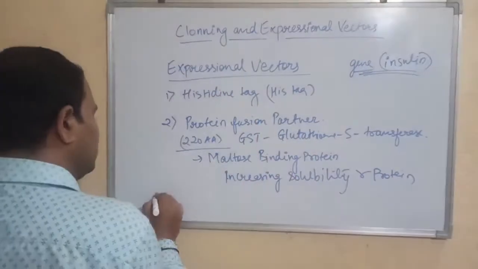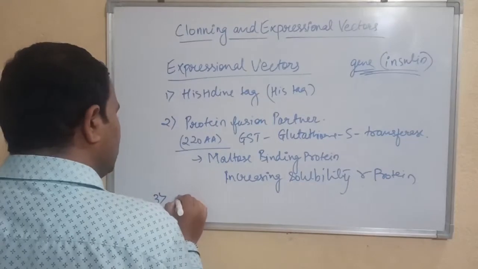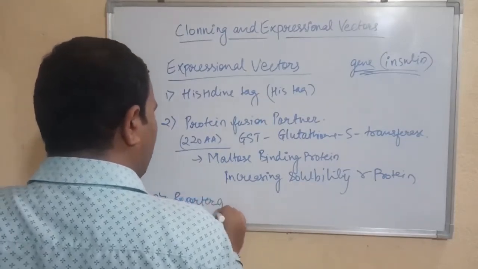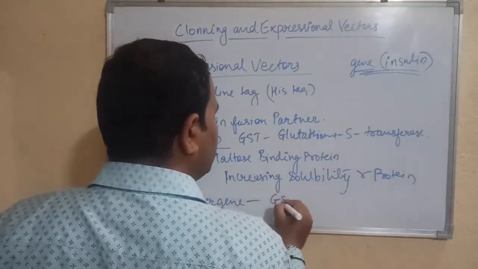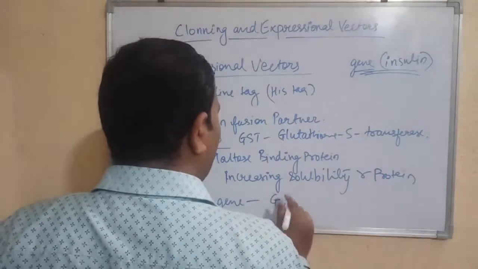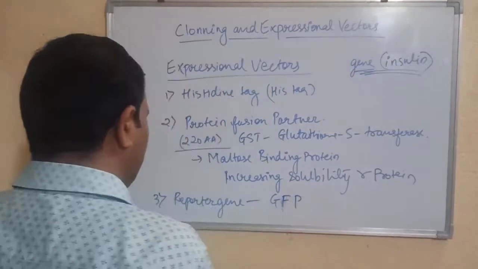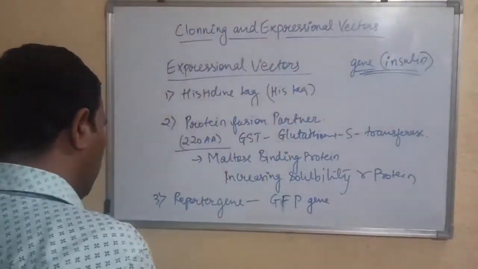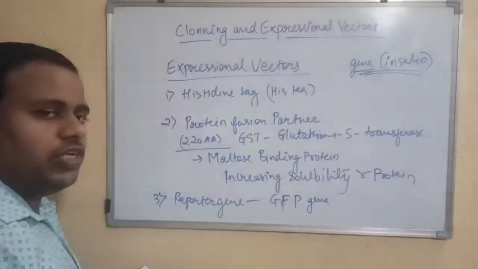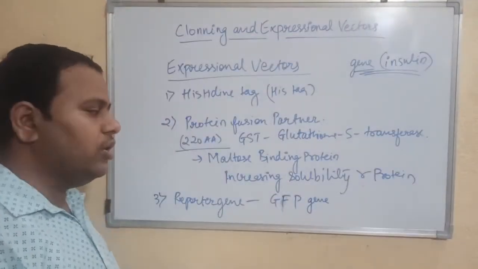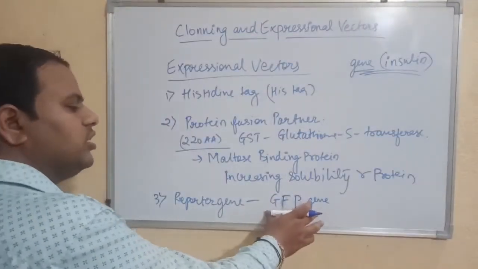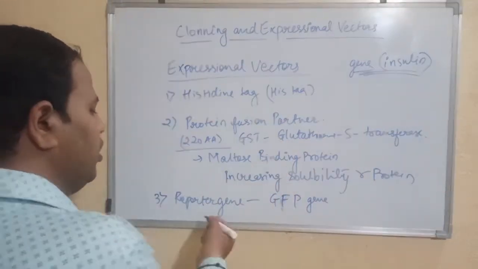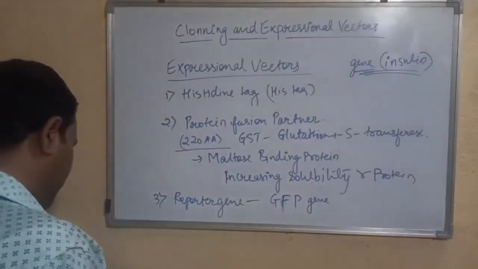Okay, so the third strategy that is used here is a reporter gene. The generally used reporter gene is green fluorescent protein, so the GFP gene. So what will happen? Our protein will be fused or added with the GFP gene, that is green fluorescent protein gene. So wherever this gene is present, our insulin or our recombinant protein will be present. It will show fluorescence and it can be easily isolated.